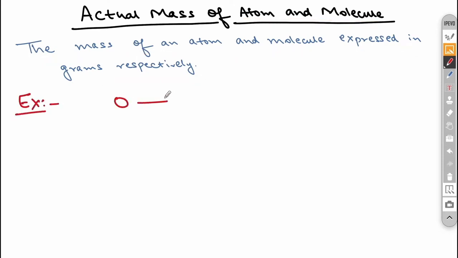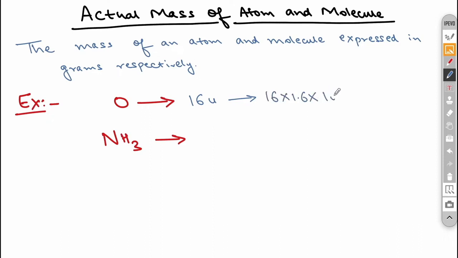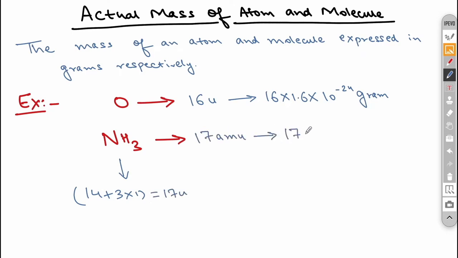Now we'll discuss the example for oxygen and ammonia, NH3. So for oxygen, it will simply be 16U. We'll convert it into gram because we have to find the actual mass, right? So 16 multiplied by 1.66 multiplied by 10 raised to the power minus 24 gram. We have discussed how to convert U into grams, right? So similarly for ammonia, it will be 14 plus 3 times 1. So it is 17U, and to convert into gram, we'll multiply it by 17 multiplied by 1.66 multiplied by 10 raised to the power minus 24 gram. So we got the actual mass of oxygen atom and ammonia molecule.